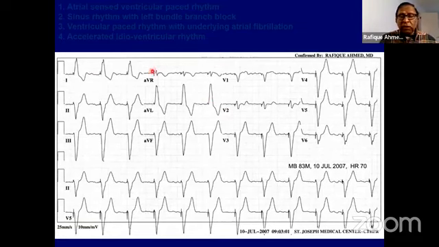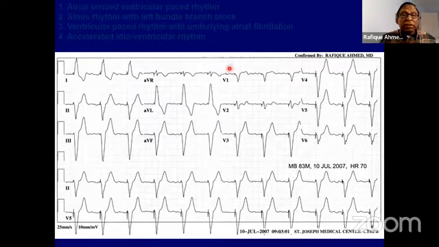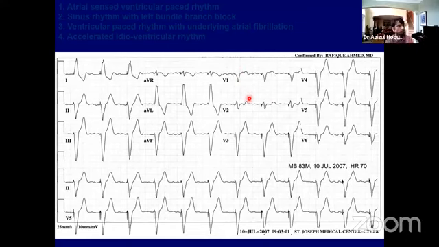So this is an ECG. The reason I put it, this is a ventricular paced rhythm. I did not put a question in it. But when you report this, you have to report the underlying rhythm. Is it sinus or is it atrial fibrillation? And it is atrial fibrillation.